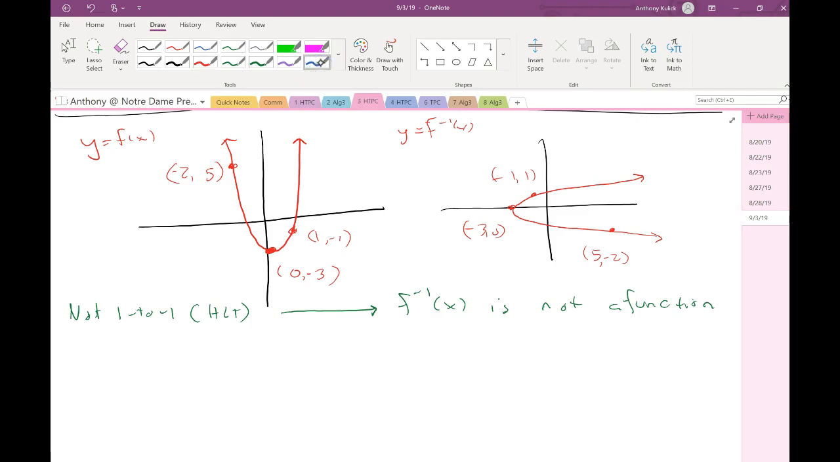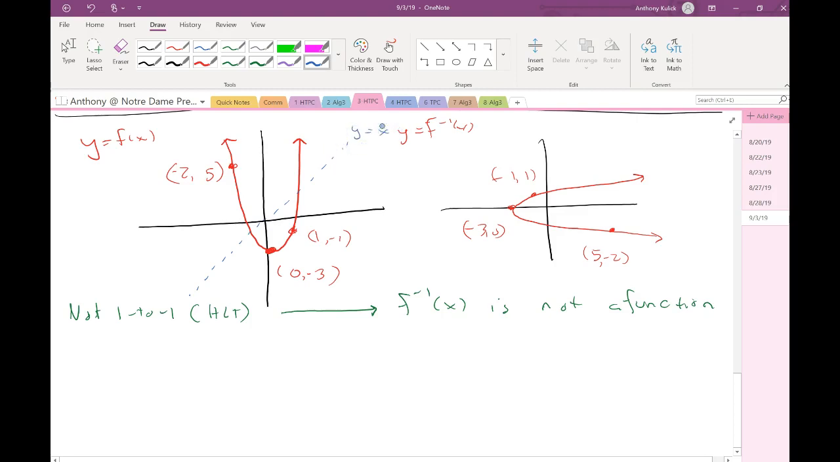If you were to describe verbally what happened in changing the picture for f of x into the picture for f inverse, how might we describe what happened there? How that picture changed? It flopped. That's not a terrible description because there's a reflection happening.